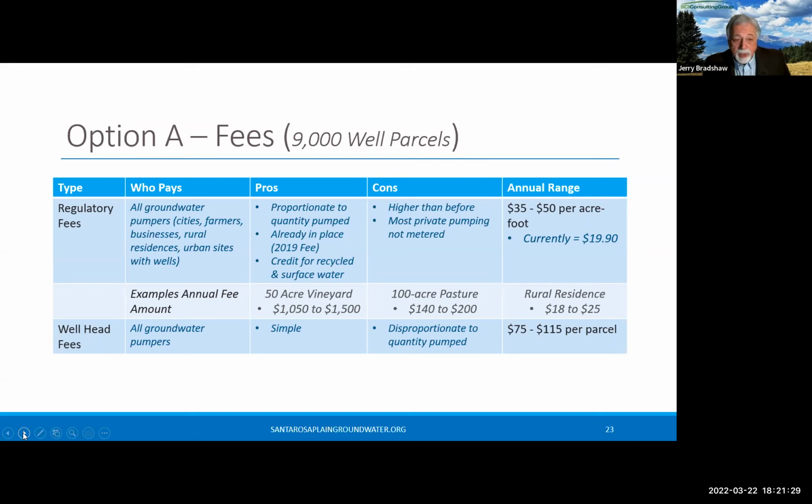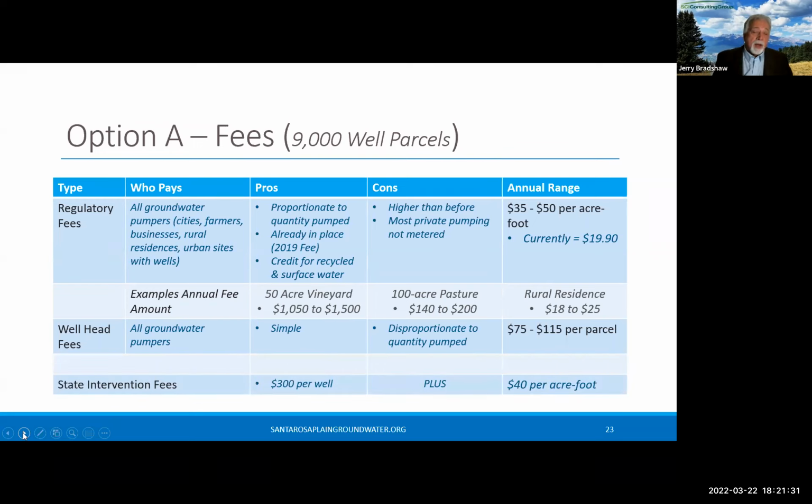One more click is going to bring us to one thing I want to bring up. This is not an option that we're considering at this point, but it is out there. This is contained in the SGMA law, and these are state intervention fees. If this agency is unable to meet the requirements of SGMA, if it cannot meet its goals in the plan that is submitted, or if the plan it's submitted is not acceptable to the state and it can't correct that, the state could come in and intervene in the management of this basin and take it over.